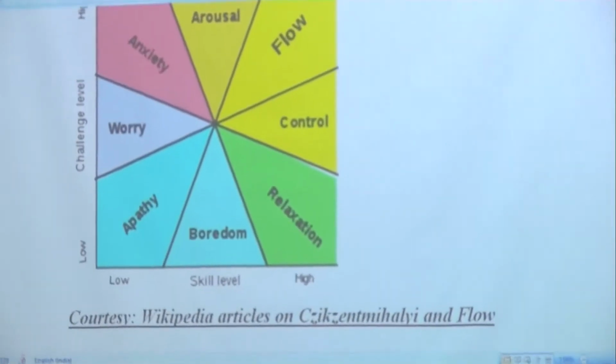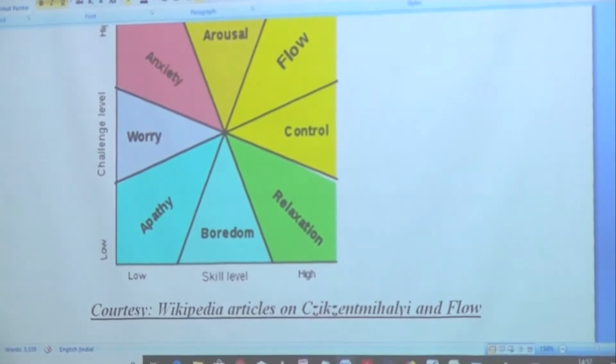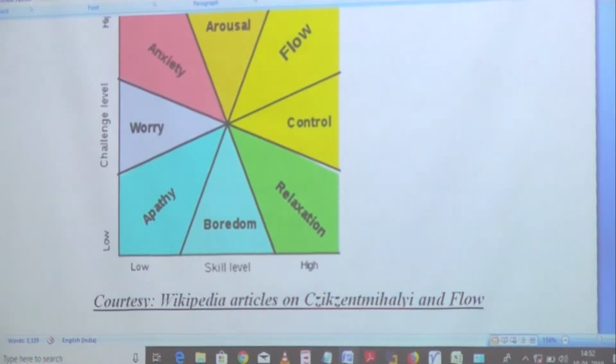Yeah, why don't you discuss with one another? You have decided not to talk to one another, is it? Naveen and Varada? Discuss. Okay, what did you discuss?